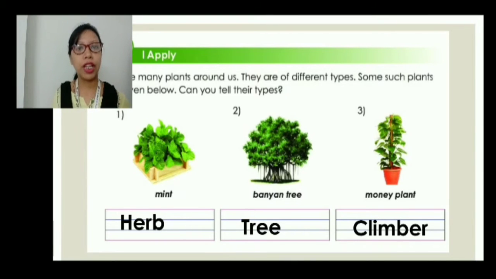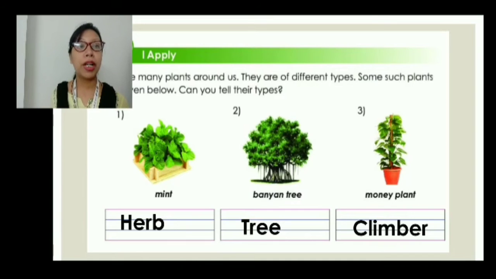So first we have the mint. So mint, it is a herb because the stems are very weak. So small plants which have small weak stems are called herbs. So mint is a herb. Now second is a banyan tree. So it's already written there, tree, banyan tree, because it is big and huge and has a strong stem. So this is a tree.